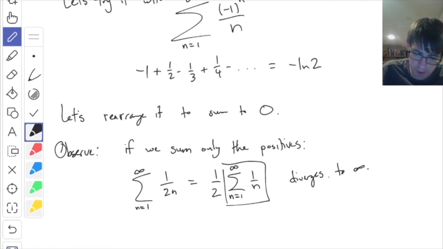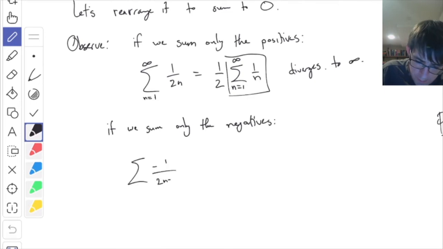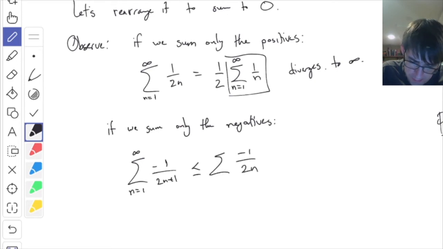Okay, what about the negative ones? If we sum only the negative ones, well, the negatives are the odd ones, right? They look like this. They're negative, but they are the ones which have odd denominators. Now it's not so easy to factor the 2 out of this, but if you allow some inequalities, that's less than or equal to minus 1 over 2n.